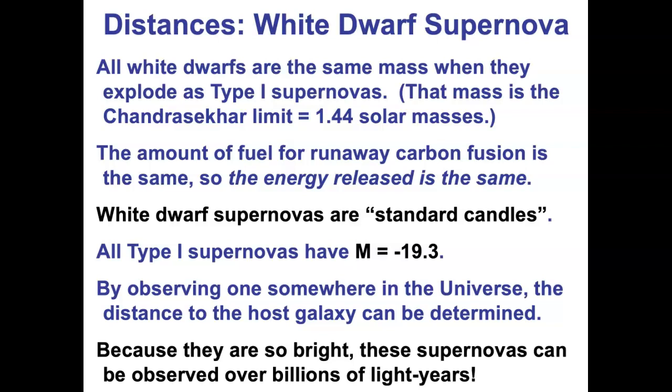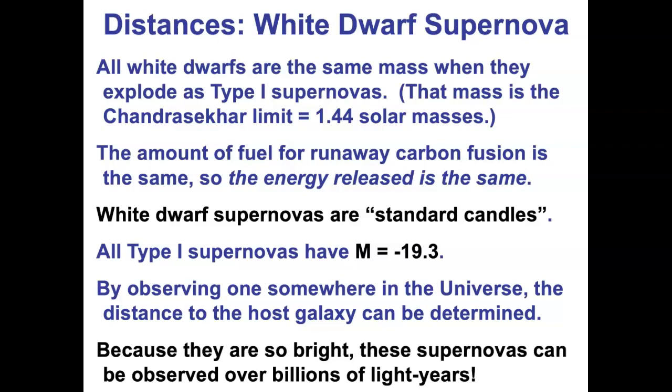I said all supernovae have about the same luminosity. Well, type 2 supernovae could be a little brighter or a little dimmer. It's a supernova. It's always going to be bright. But not all type 2 supernovae have the same luminosity because, hey, the higher the mass of the star, the brighter it's going to be when it blows up. But a white dwarf supernova always has the same mass.